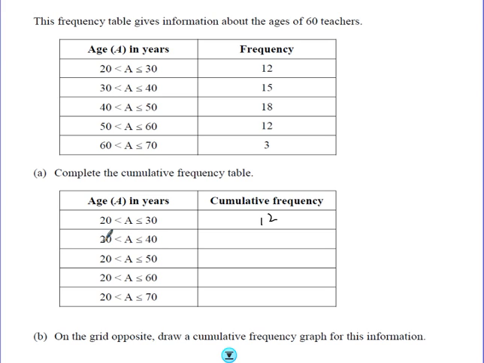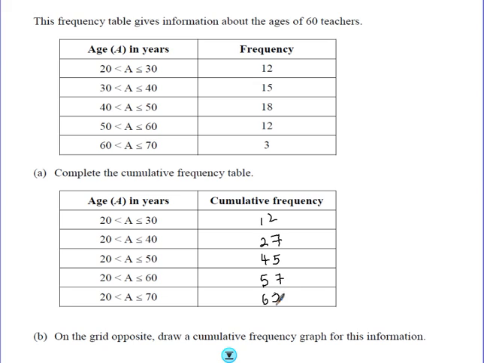But now it's saying how many are there between 20 and 40, which is this group and this group added together. So it's 12 add 15, which is 27. Now it's between 20 and 50, so it's this, this and this. So we've already added these two up to get 27, so all I need to do is add 18 onto 27. So that's 45. 20 to 60, so it's all the ones that we've added up so far, 20 to 50, plus the 50 to 60 category. So I've got to add this to that number there, which is 57, and the final one is 3.